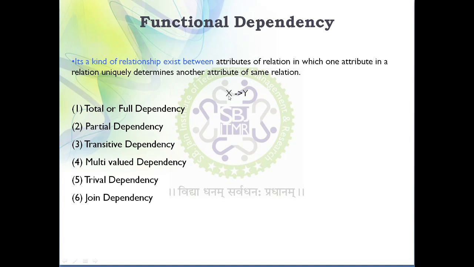So here functional dependency is a concept where the value of one attribute helps to find the value of another attribute. In our example, the value of roll number helps us to find the value of the name attribute. So this is the concept of functional dependency. It is used to represent a relationship between attributes of the table. There are different types of dependencies: total dependency, partial dependency, transitive dependency, multi-value dependency, trivial dependency and join dependency. These are the 6 types of dependencies in a database.